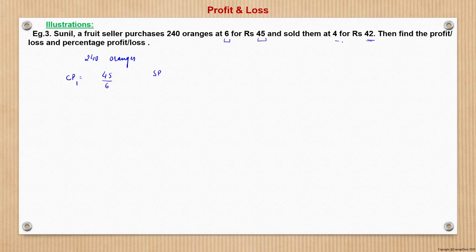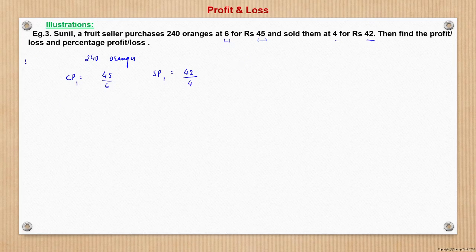In this type of problem, and you will face many problems in profit and loss wherein the statement would be similar, right? So our intention would be to find the cost price of a unit item and the selling price of a unit item and then compare. So what we have done so far, we have calculated the cost price of a unit item, one orange. Then selling price of one item would be what? He is selling 4 oranges in 42 rupees. So it will be 42 upon 4, right? Selling price of one item.